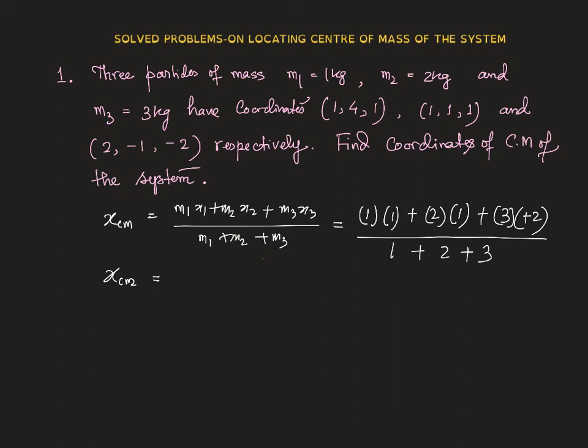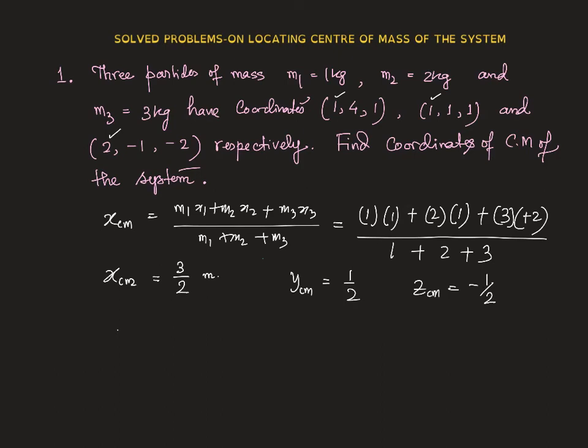Plus 2, say x1, x2 and x3, right? Okay, so xcm is equal to 3 by 2, and these are all in meter, so 3 by 2 meters. Similarly, you can find ycm as half and zcm as minus half after you put the values.